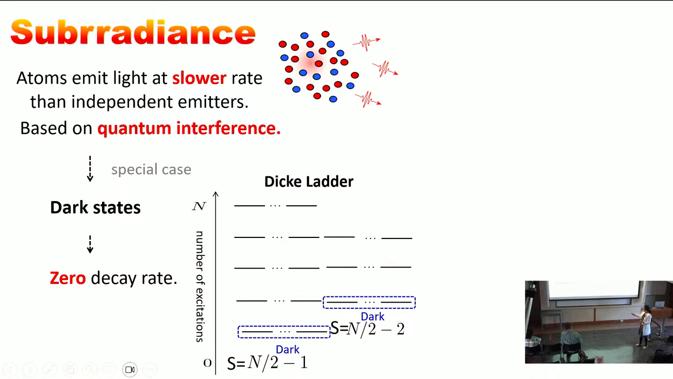So if you go to the left of the ladder, so S n half minus 1 and half minus 2, you can see that these are states that don't have anything on the bottom, so you cannot decay down, and therefore these are the dark states.